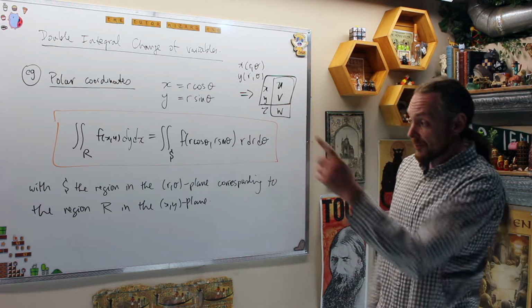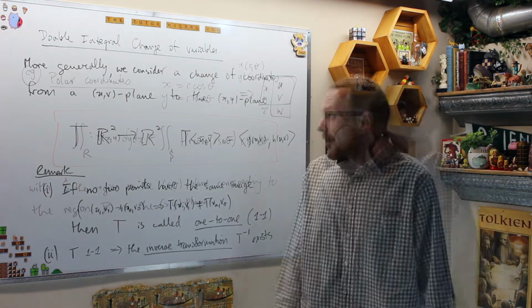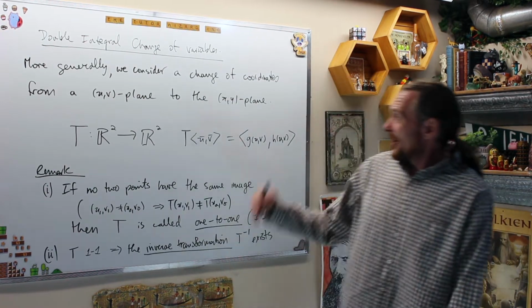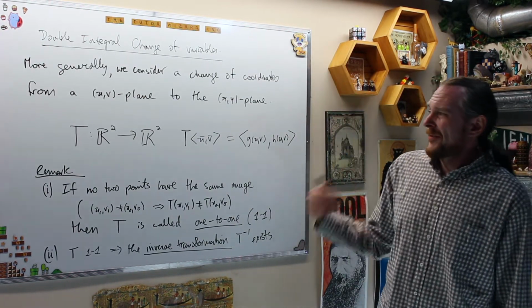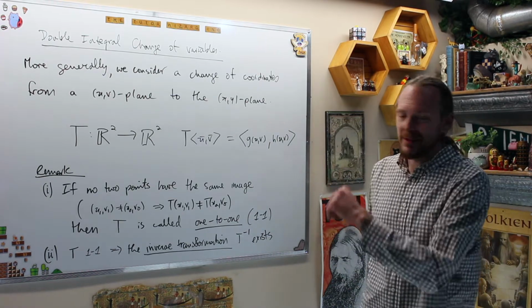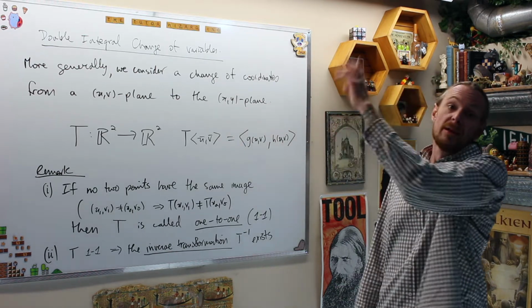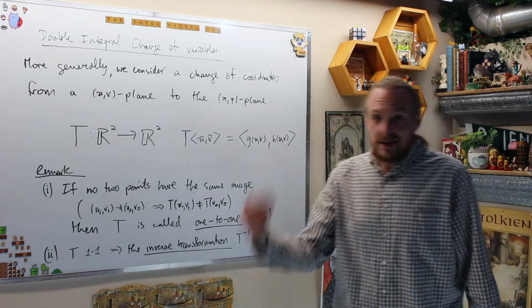Let's start with the general idea of double integral change of variables. The more general scenario is that we want to consider a change of coordinates from a uv plane to an xy plane. In general, you'll see that most of the time we start with the xy plane and go into r theta, or when we have xyz, we go into rho, phi, theta.